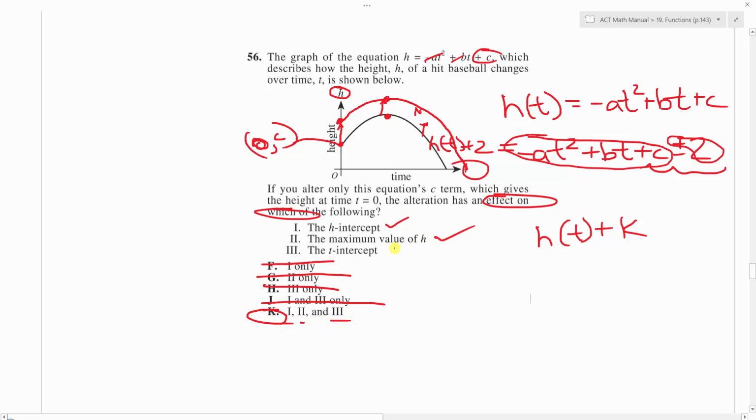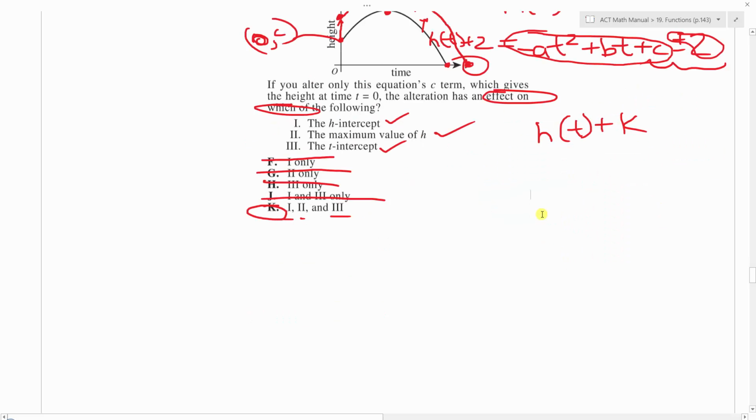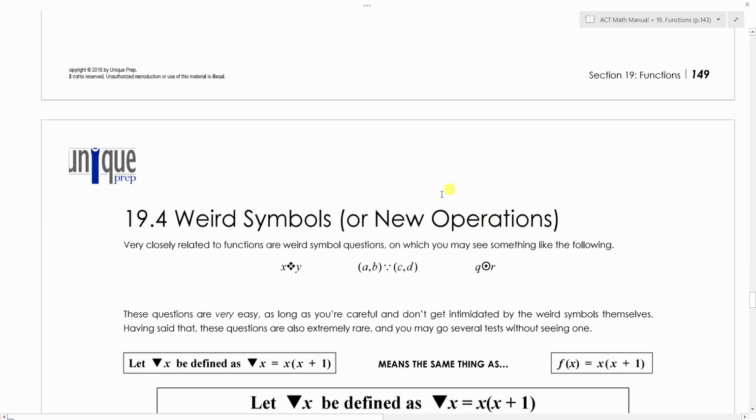But we can also look at the t-intercept, which would be, in other words, the x-intercept. That would also change because my x-intercept would move from here to over here, which I can see after having drawn the new graph. So all three of those are going to change if I add a constant to my function. It's going to shift the function up, and all three of those parameters are going to change.